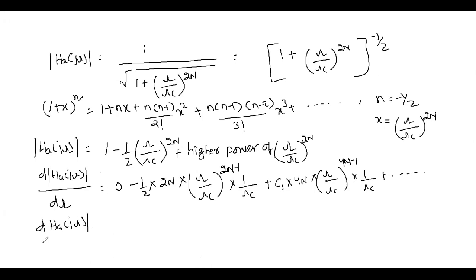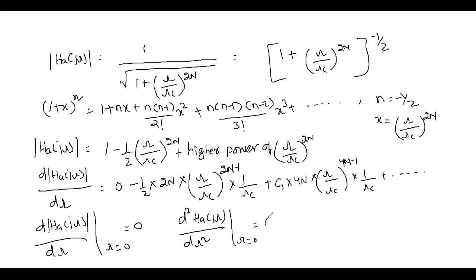Now dH of j omega by d omega, for omega equals to 0, what will we get? Obviously, all terms contain omega, so this is 0. Similarly, if you go for d square H of j omega by d omega square, for omega equals to 0, again you will get 0, because it is power 2n minus 1. Like this we will get 0.